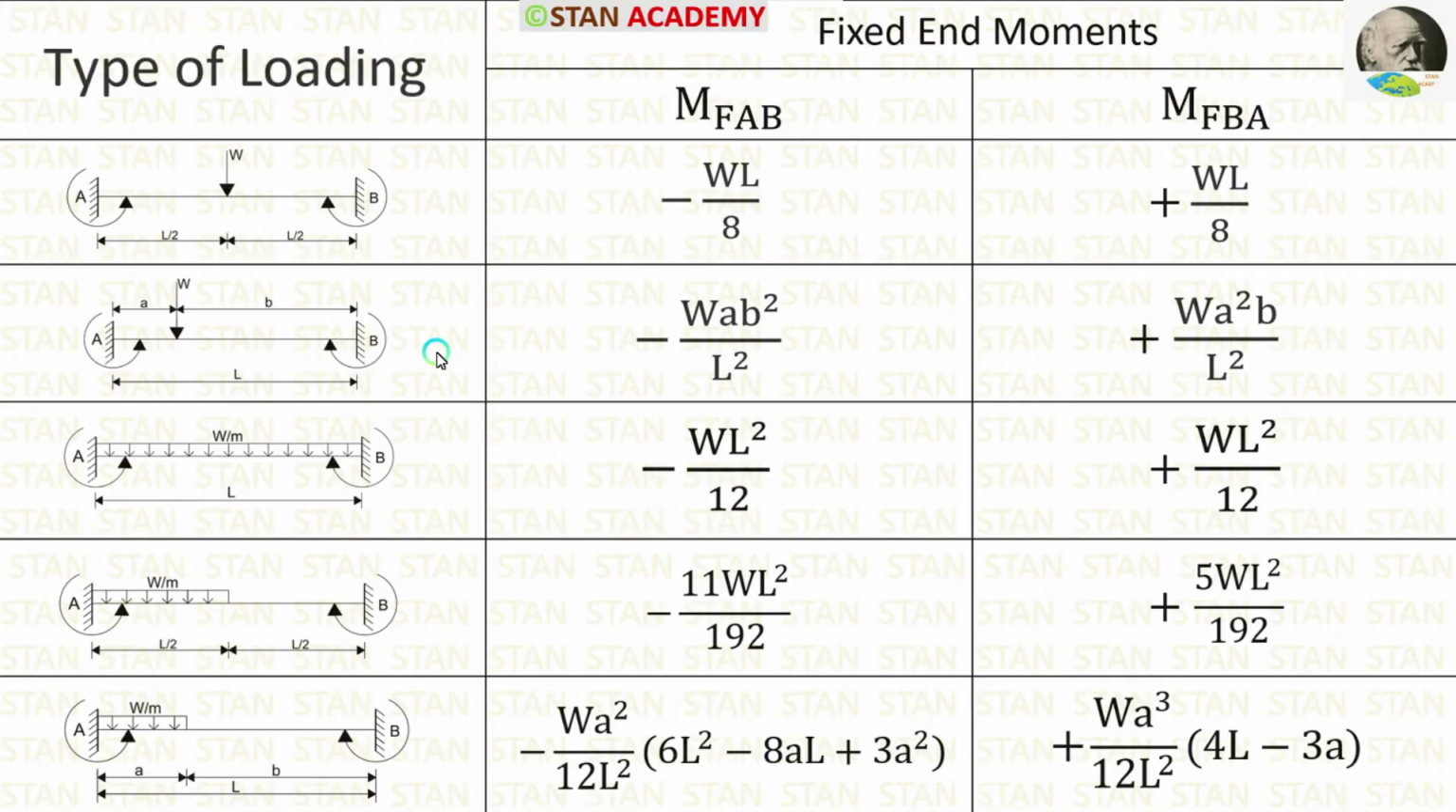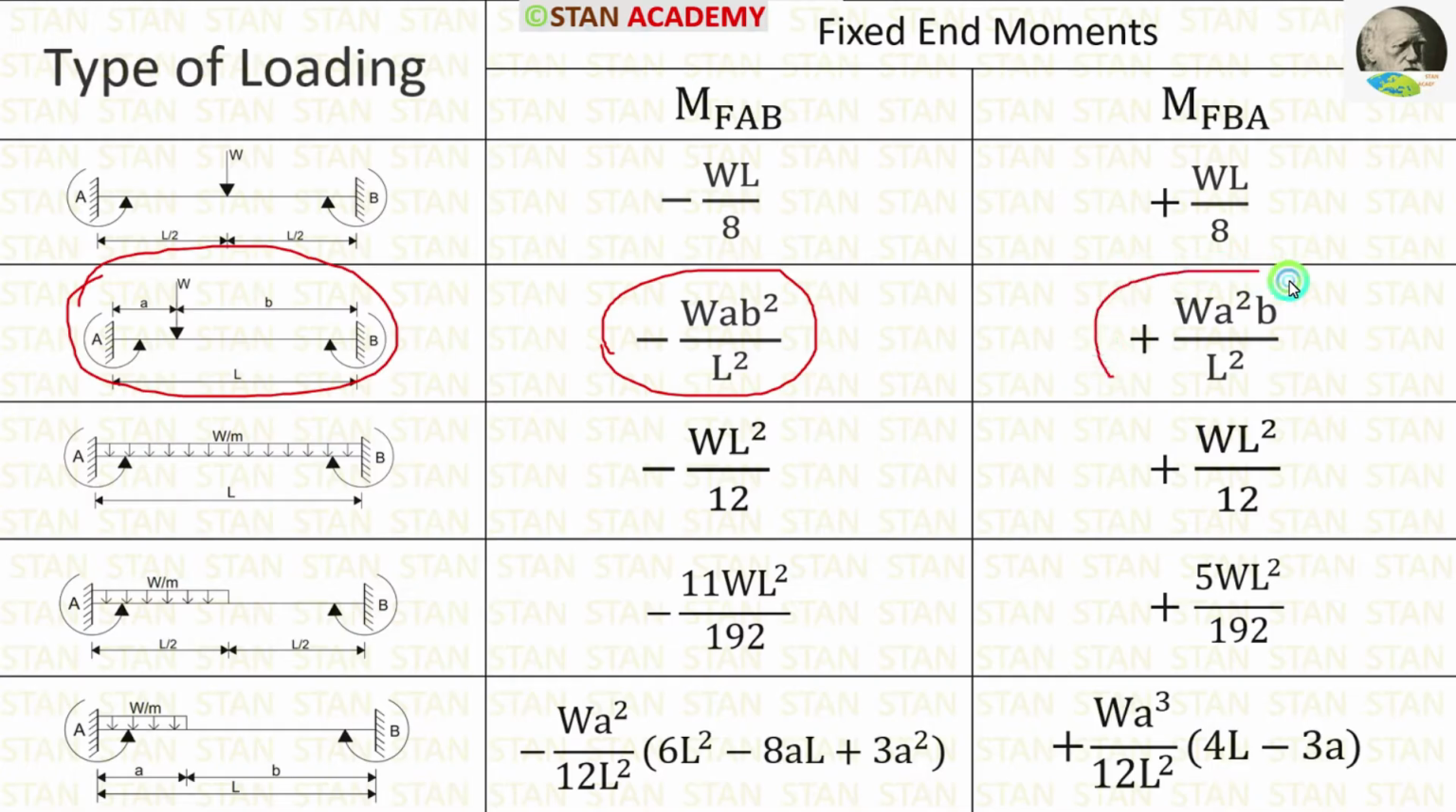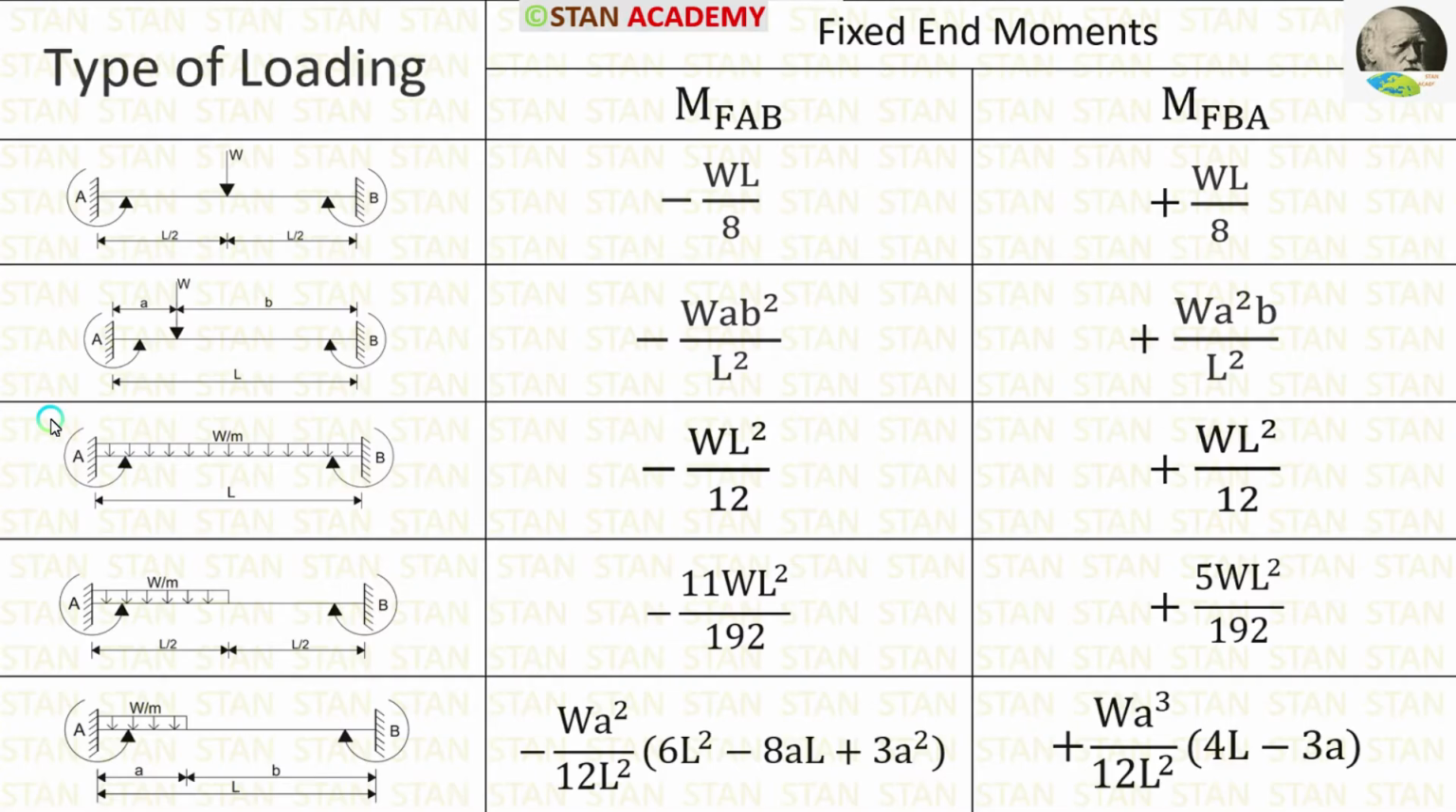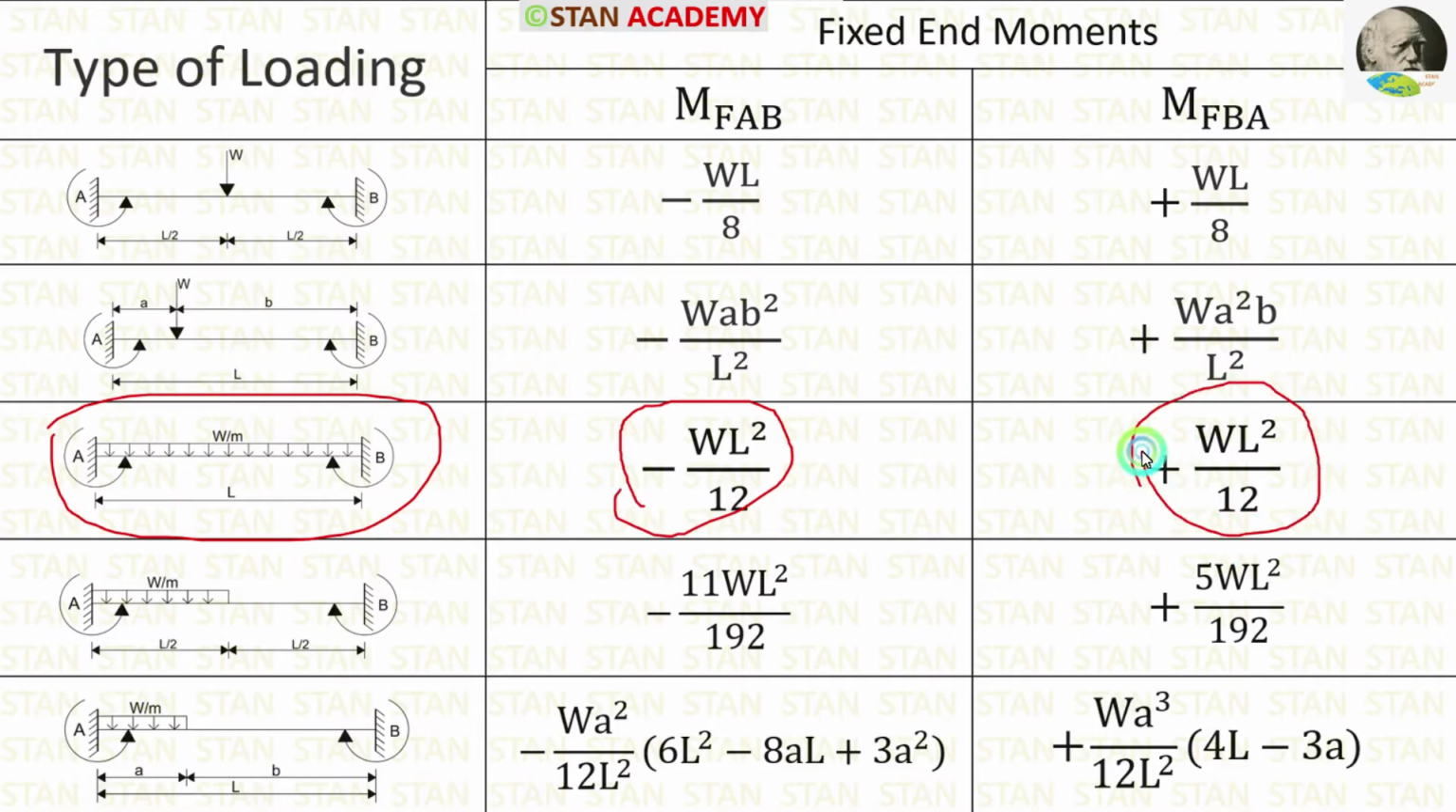In this table, you can see some of the important fixed end moments for the different type of loadings. In the span AB, there is a point load. That point load is not acting on the center, so we have to select this condition. The formulas for the fixed end moments are minus WAB square upon L square and positive WA square B upon L square. In the span BC, there is UDL acting for the full span, so we have to select this condition. The formulas are minus WL square upon 12 and positive WL square upon 12.